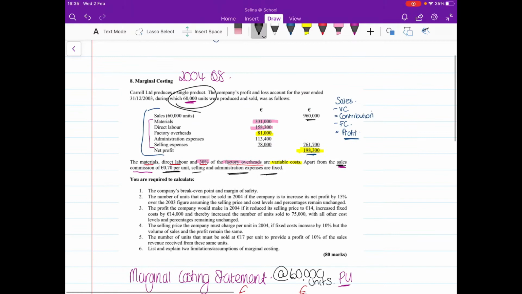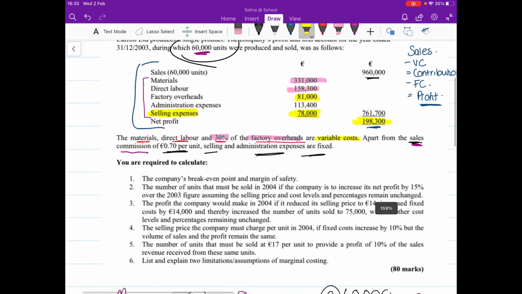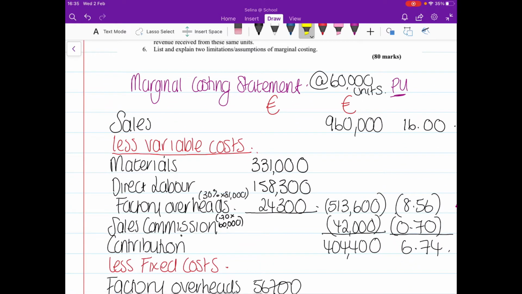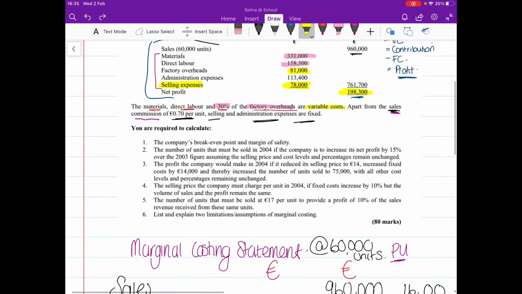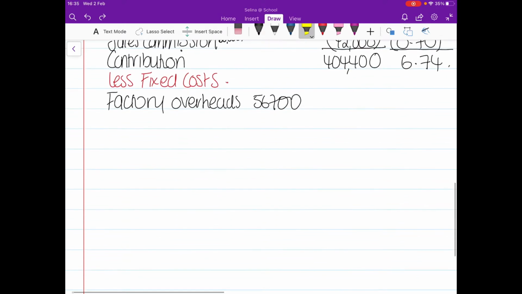So basically, the sales commission is built in here with the selling expenses. So the selling expenses in total are €78,000, but that includes the sales commission. And we know that the sales commission was €42,000 because we just calculated it there. So to get the element of your fixed costs for selling expenses, it's going to be the 78,000 minus the 42,000.